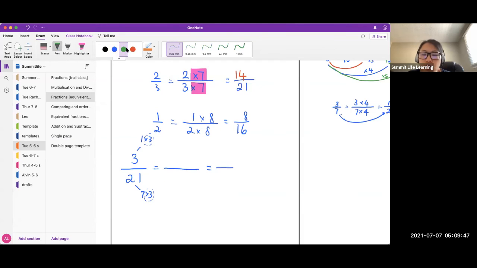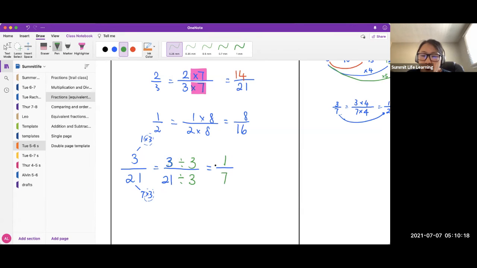Okay, so how to make it smaller? If we make it a smaller numerator and smaller denominator, instead of multiplication, we do the reverse, we do the division, okay? We found that 3 can be divided by 3, so we put divided by 3. 21 can also be divided by 3, so we put divided by 3. So 3 divided by 3 is 1. 21 divided by 3 is 7. So we get 1 out of 7.